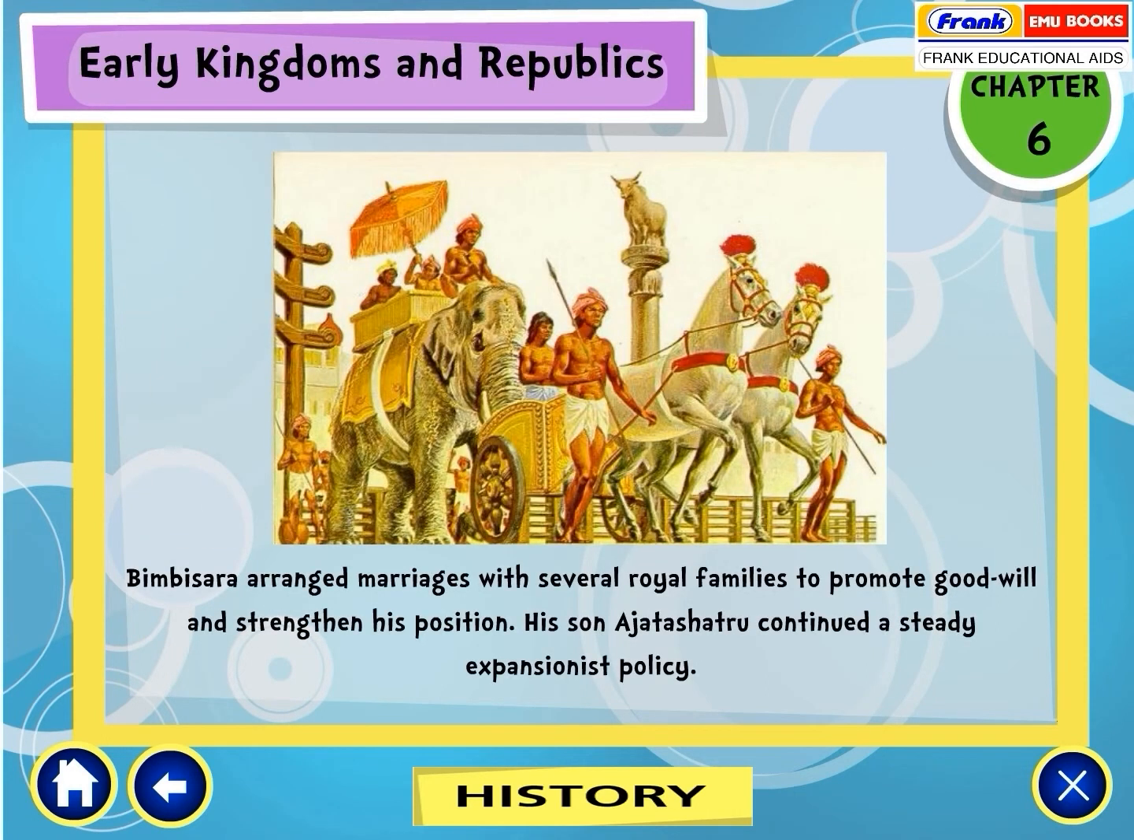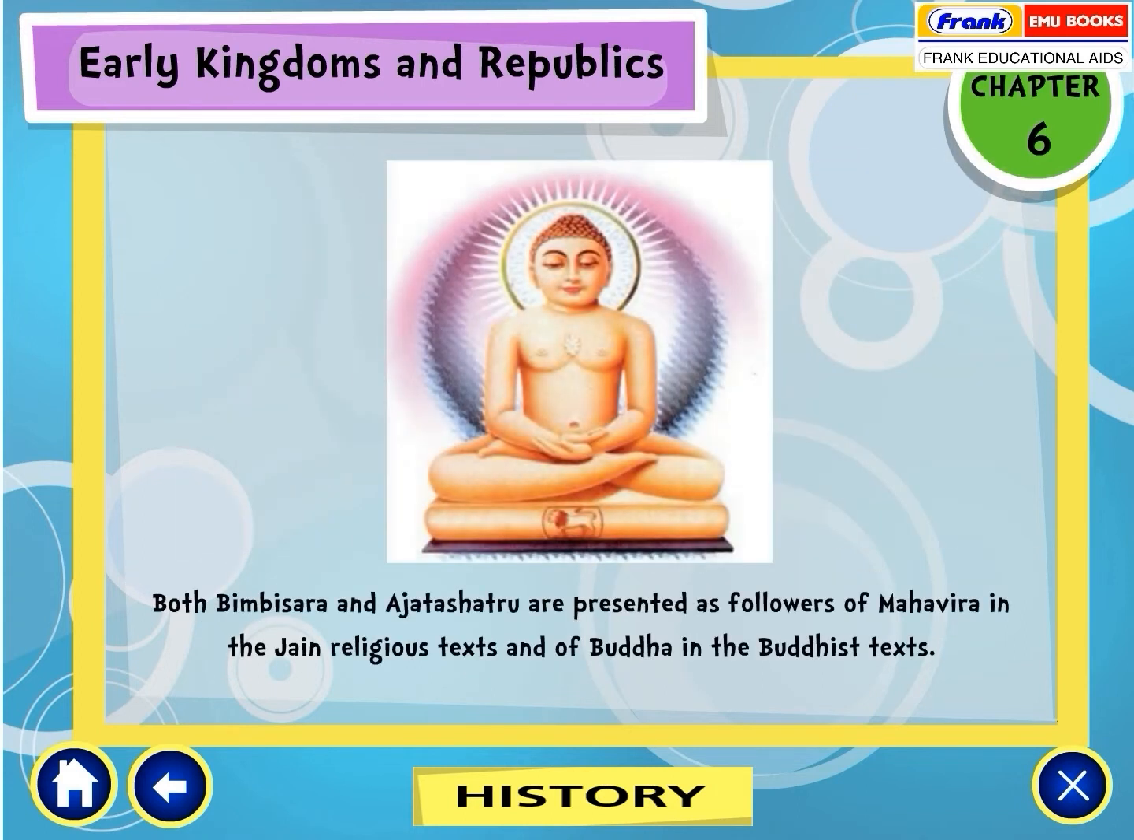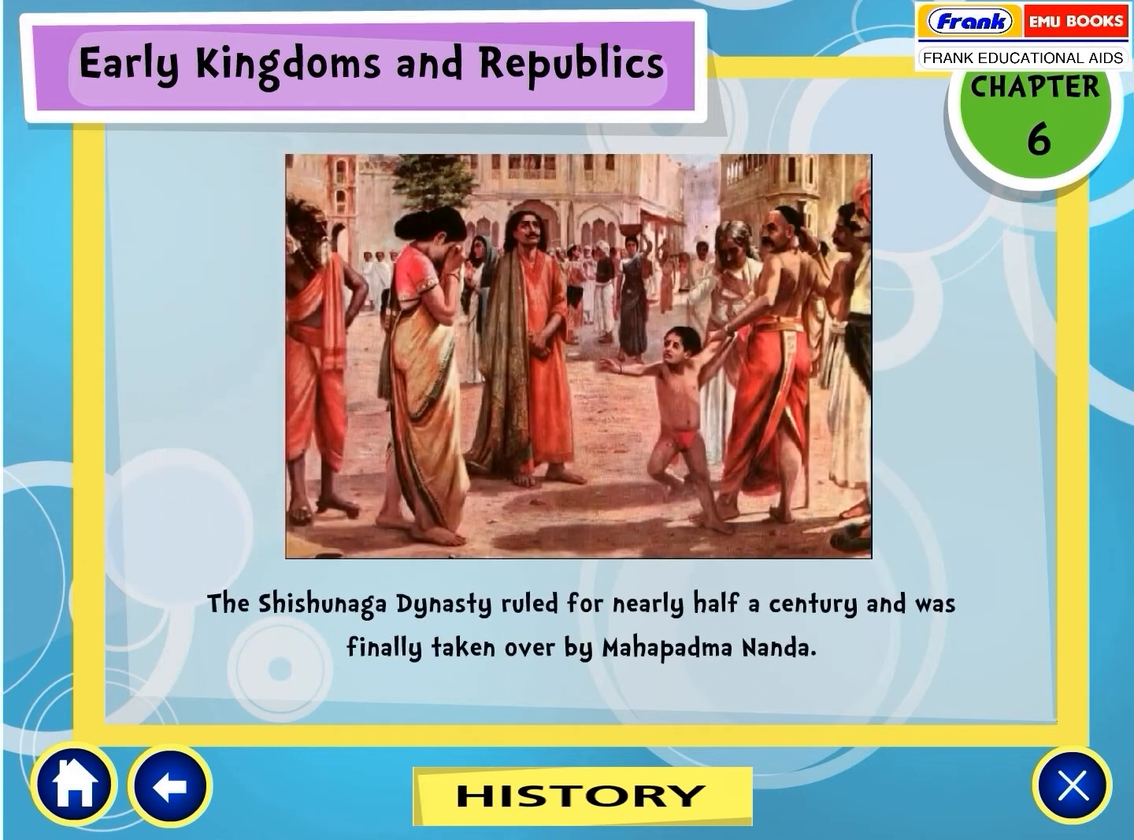Bimbisara arranged marriages with several royal families to promote goodwill and strengthen his position. His son, Ajatashatru, continued a steady expansionist policy. Both Bimbisara and Ajatashatru are presented as followers of Mahavira in the Jain religious texts and of Buddha in the Buddhist texts. The Shishunaga dynasty ruled for nearly half a century and was finally taken over by Mahapadmananda.